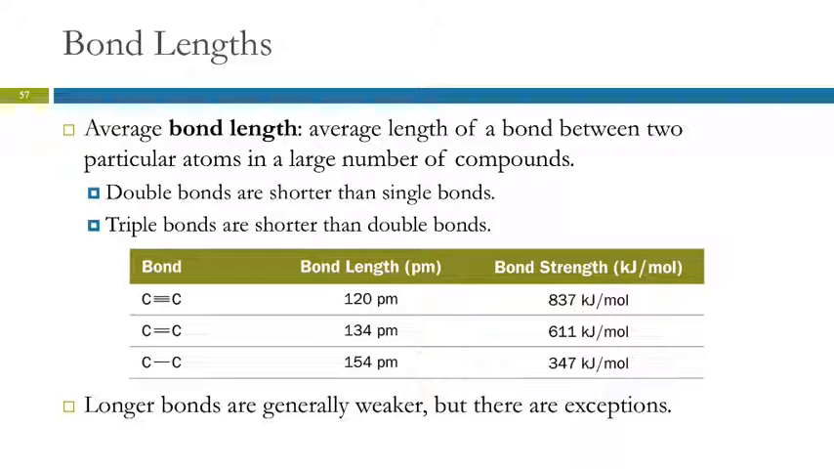Bond lengths are somewhat related to bond energies. We can talk about an average bond length, and so we're going to look at the length of bonds between those 2 particular atoms in a bunch of different molecules and average them, just like we do with the bond energies. What we find is that single bonds are longer, double bonds are shorter, and triple bonds are even shorter.